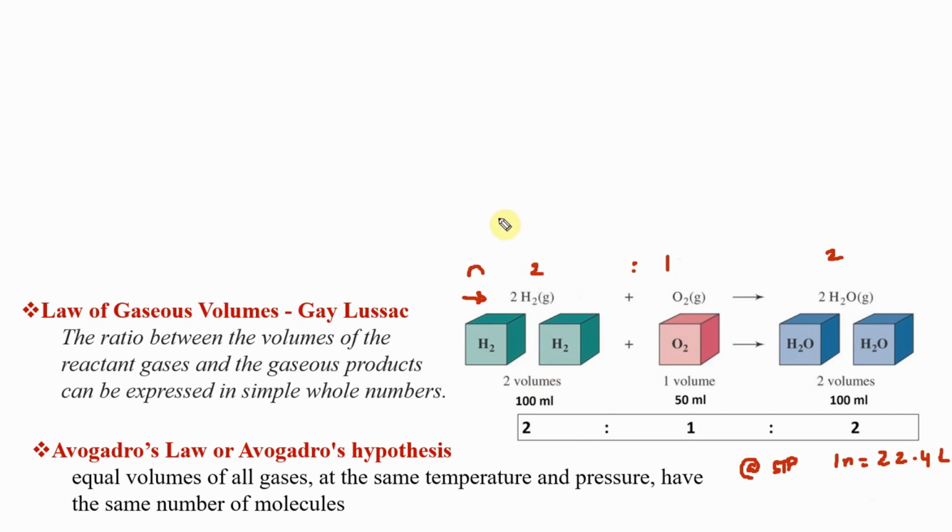So what would the volume of this be? Let's say even at STP, 22.4 times 2 liters. Then 22.4 times 1 liter, since a mole occupies 22.4. This is 22.4 times 2, which is again 2 is to 1 and 2. Now, the ratio between the volume of the gaseous reactant and the gaseous product can be expressed in simple whole numbers because your balanced equation is a ratio of simple whole numbers. That's all. It's just the way it is worded.